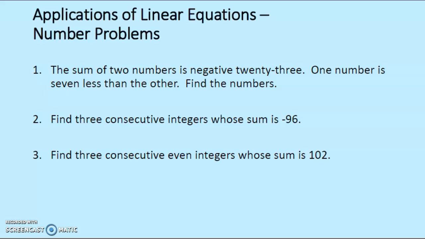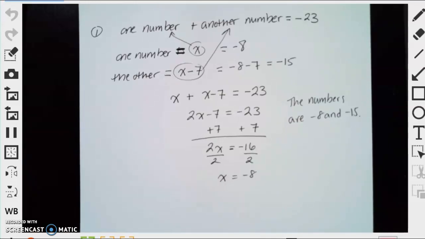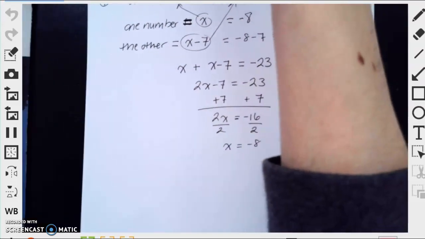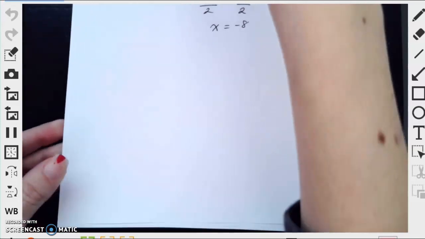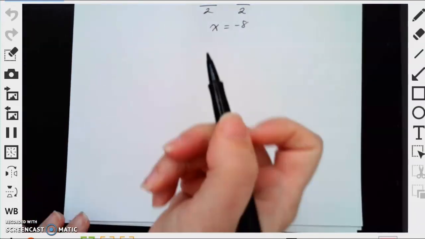So we could think about numbers like negative 5, negative 4, negative 3, negative 2, negative 1, 0, 1, 2, 3, 4, 5, and so forth. But I could go beyond negative 5 and go above positive 5 as well. So I'm looking for integers whose sum is negative 96. Now I don't know what they are. I need to find 3 numbers that go right in a row that add up to negative 96. In general, when you're looking for consecutive integers, we can start with the first one as our unknown. The first one we can write as x.